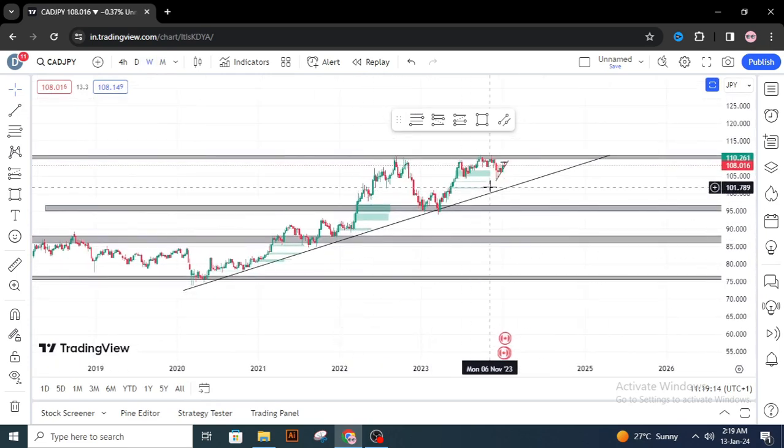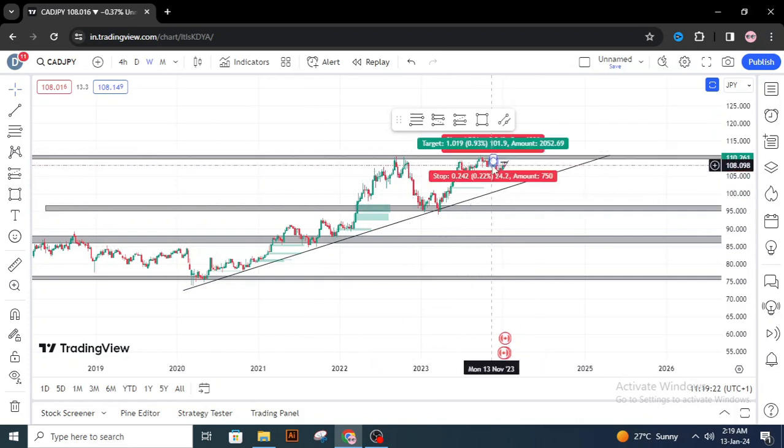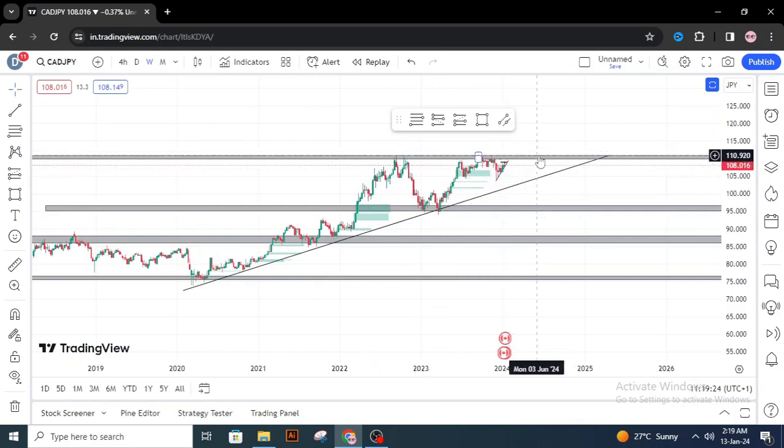So if you look at your weekly time frame, you will see that those key areas have been marked. All you have to do is wait for your price to come to this resistance or supply zone before you sell, or come to your demand zone before you buy. But I won't just buy from a supply or demand zone. I wait for some kind of price action pattern.